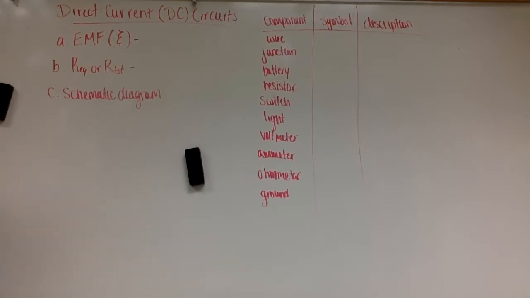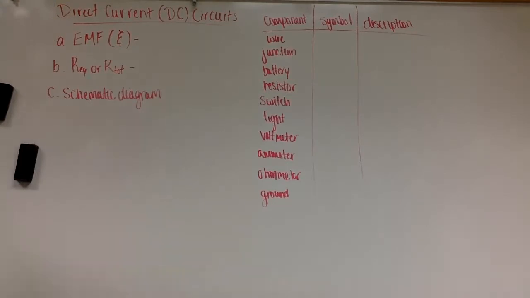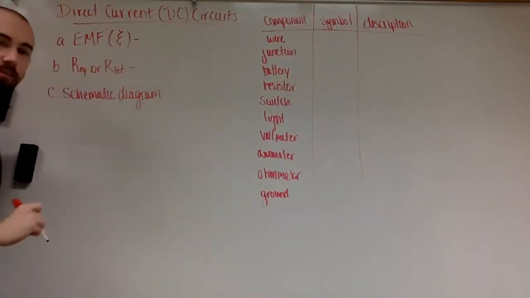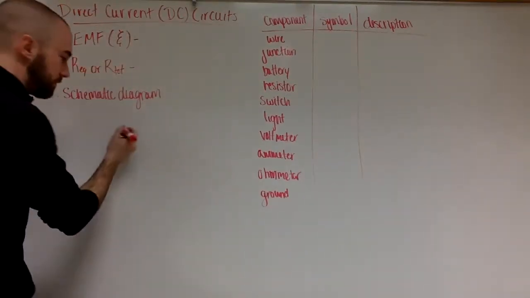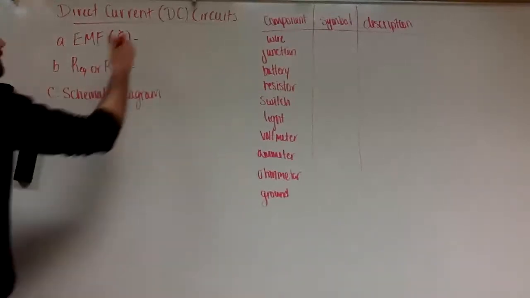Okay, next up we're going to be talking about direct current or DC circuits. The first thing we're going to look at is EMF. So this is a capital epsilon. I make it an extra fancy E so that you don't get it confused with something else. You can make it however you would like. But EMF is the electromotive force.